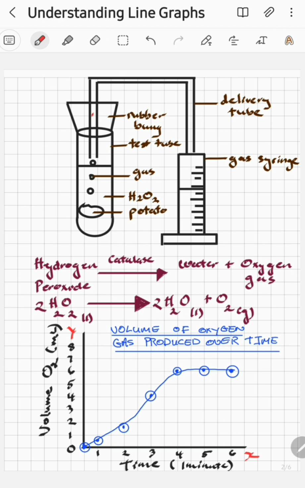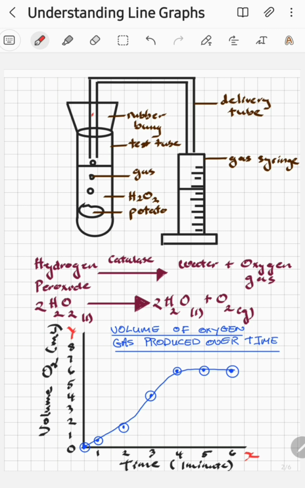Okay, so when it goes through the delivery tube, it ends up in this gas syringe, and this gas syringe is going to tell us what volume of gas has been collected. Okay, so we have the hydrogen peroxide and the potato, we combine them, we have a gas being produced, the gas travels through the delivery tube and into the gas syringe. And as a result, the gas syringe is going to tell us what volume or what amount of gas is collected.